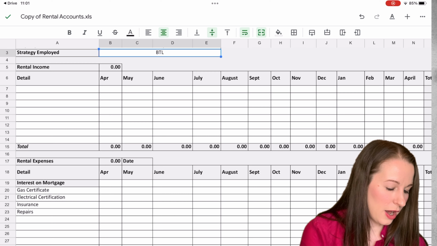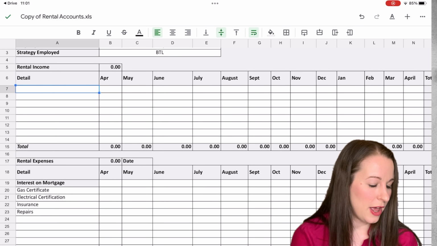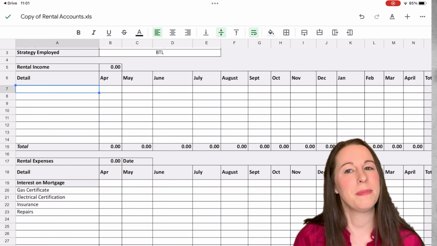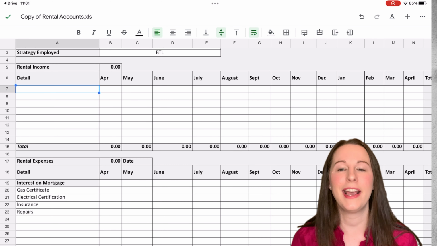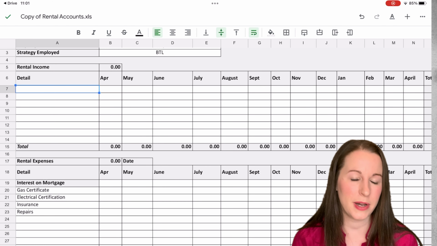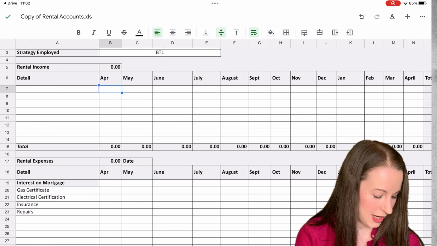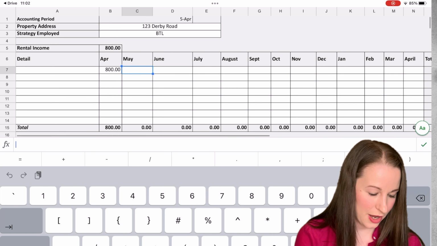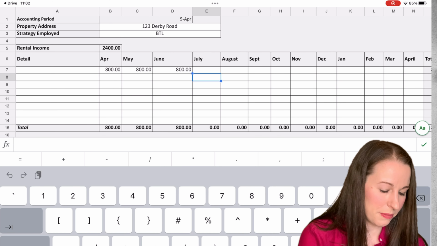Now, on the template that has been set up for you to download, in rental income, there's lots of boxes. The reason there's lots of boxes is because this could be used for an HMO, and we'll put one of those on the next tab and the next property, but this one's just a buy-to-let. So I'm going to put in April, we received 800, in May, we received 800, in June, we received 800, because 800 is the rent that I'm going with.